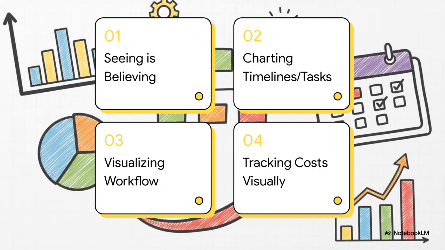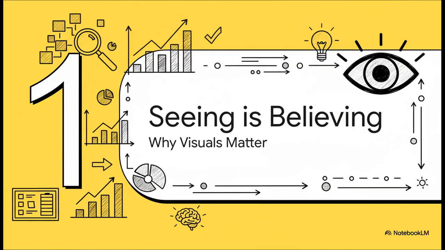So here's our game plan. First, we're going to talk about why seeing your project's data is such a game changer. Then, we'll get into the practical tools for mapping out timelines and tasks. After that, we'll look at how to visualize your team's actual workflow. And finally, we'll cover how to track that all-important resource, your budget. Let's jump in.